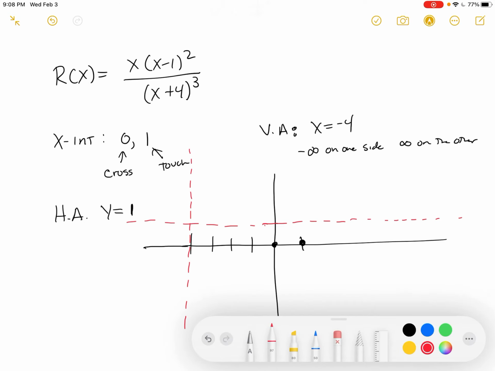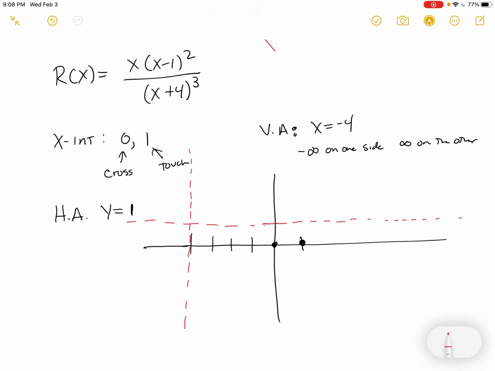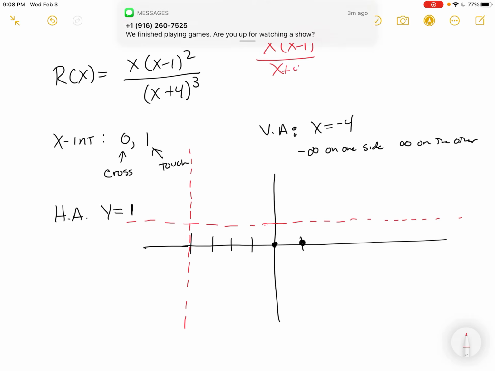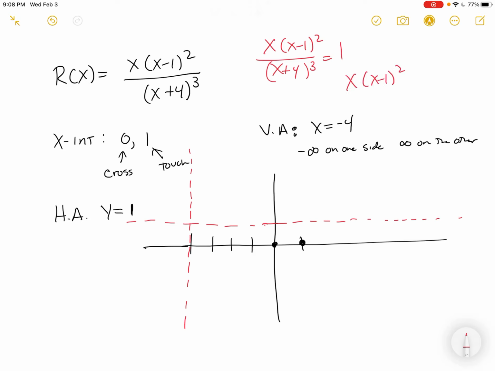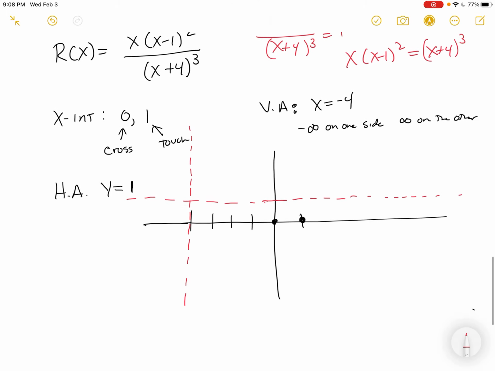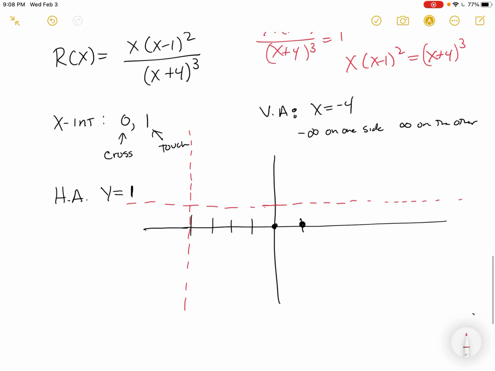So I'm going to just write off to the side here, x times (x minus 1) squared all over (x plus 4) cubed is equal to 1. So that's x times (x minus 1) squared. Could that ever equal (x plus 4) cubed? Well, I don't know. We have to figure that out. I don't think I left myself enough space, but they're asking that type of question.